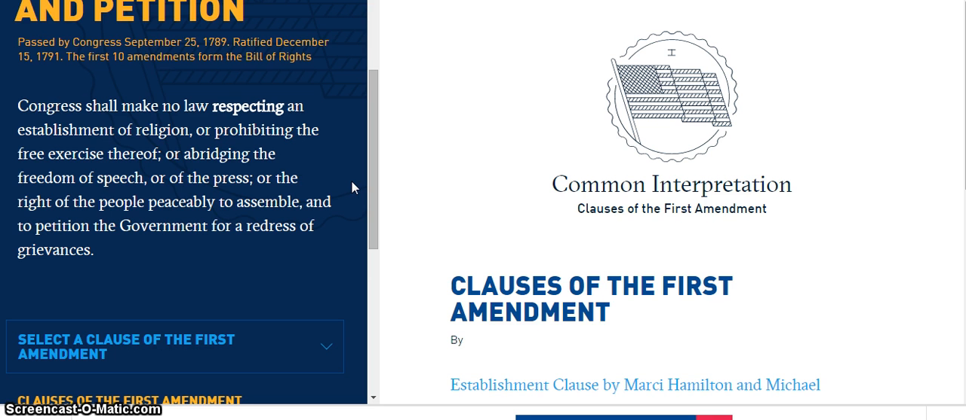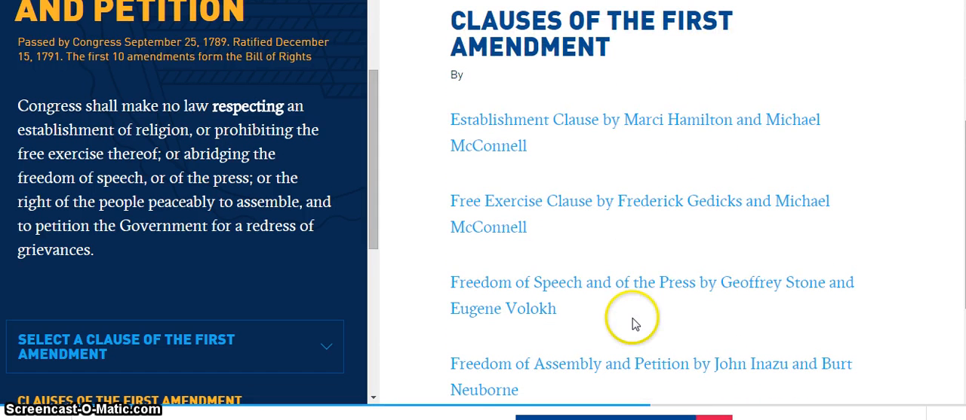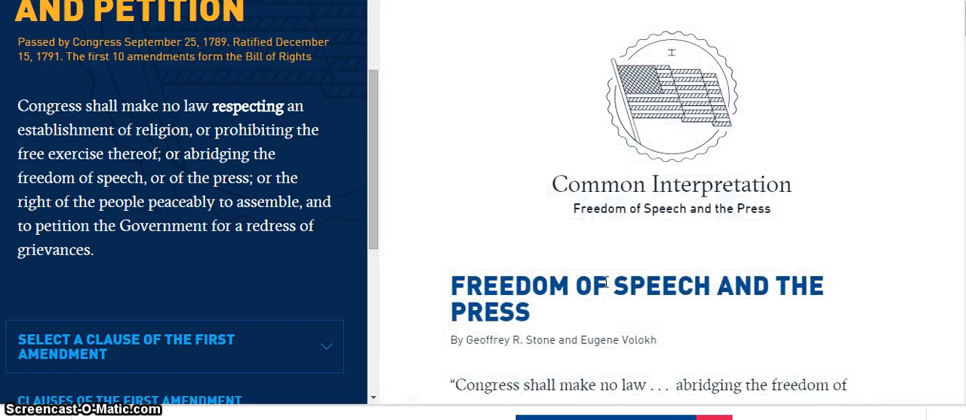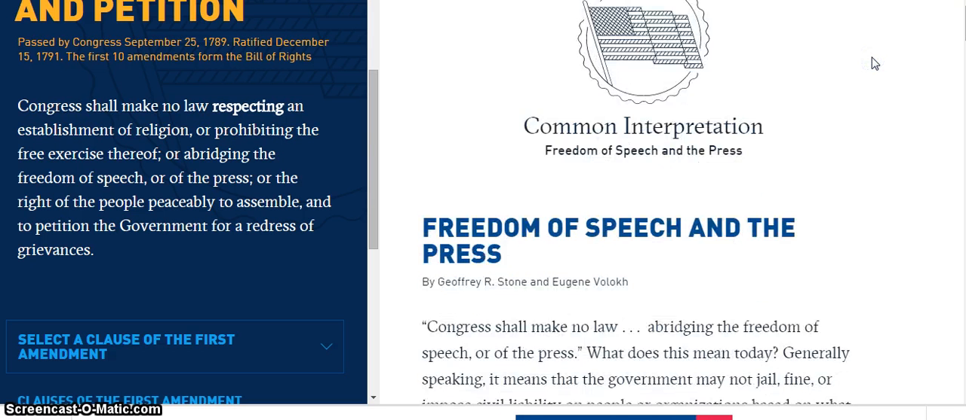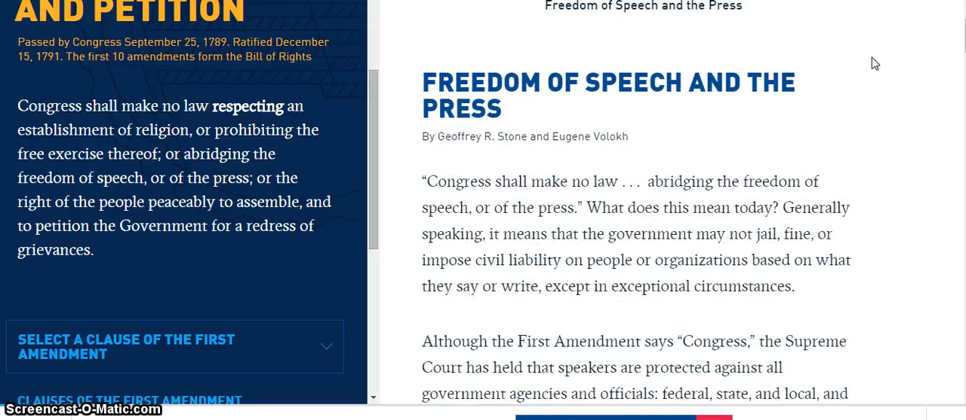Now we're going to go ahead and go to the right side to the Common Interpretation section, and you're going to click on the Freedom of Speech and of the Press. Congress shall make no law abridging the freedom of speech or of the press. What does this mean today? Generally speaking, it means that the government may not jail, fine, or impose civil liability on people or organizations based on what they say or write, except in exceptional circumstances.